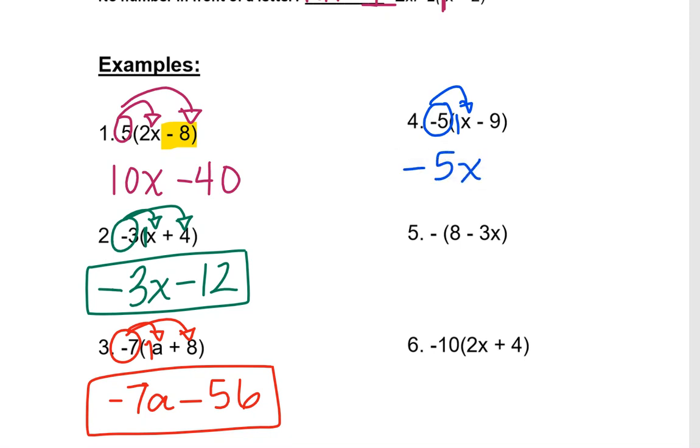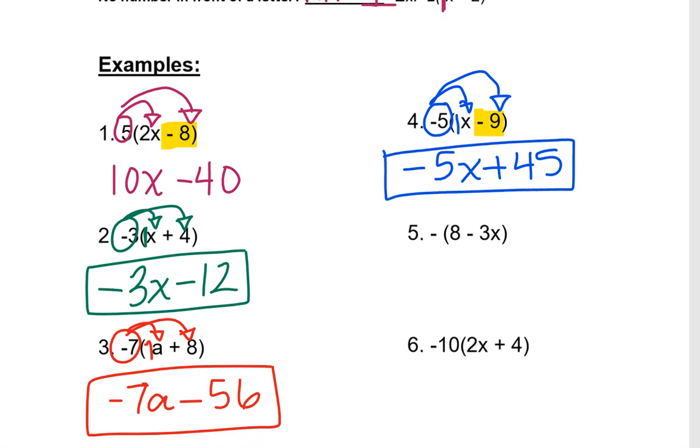But remember I told you guys, and I've been telling you, make sure you keep the sign in front for each term inside the parentheses. So next I'm going to distribute this negative 5 to a negative 9. So negative 5 times negative 9 gives me a positive 45. If you got ahead of me and you put minus 45, please go back and change that. The final expression is negative 5x plus 45.